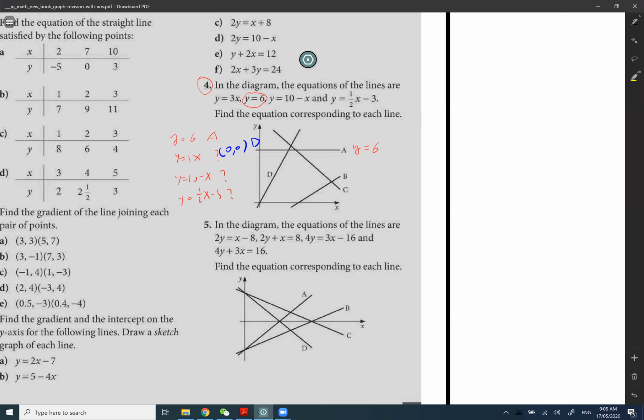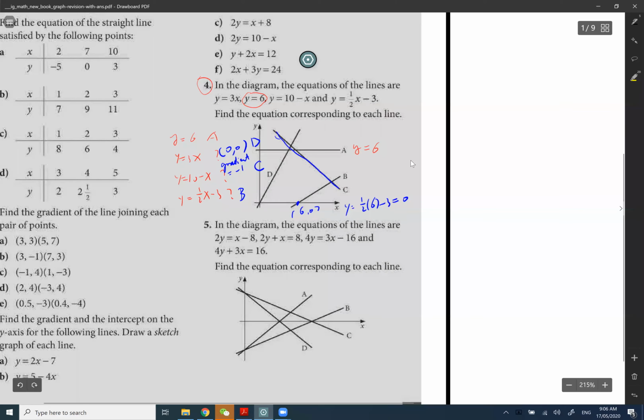Y equals 10 minus x. The gradient is negative. This gradient is -1. Your negative gradient will be C. C is negative gradient going down. So the last one will be B. Here is around 6, because 6 makes the whole thing 0: half times 6 minus 3 equals 0. So this point is (6, 0). So that's number 4.